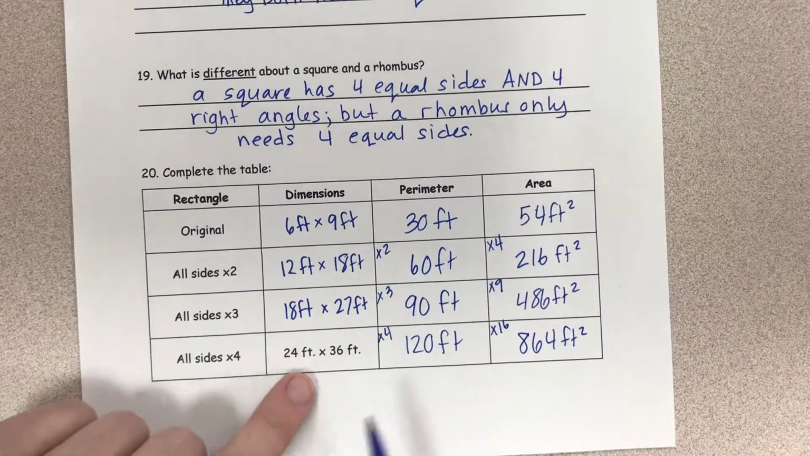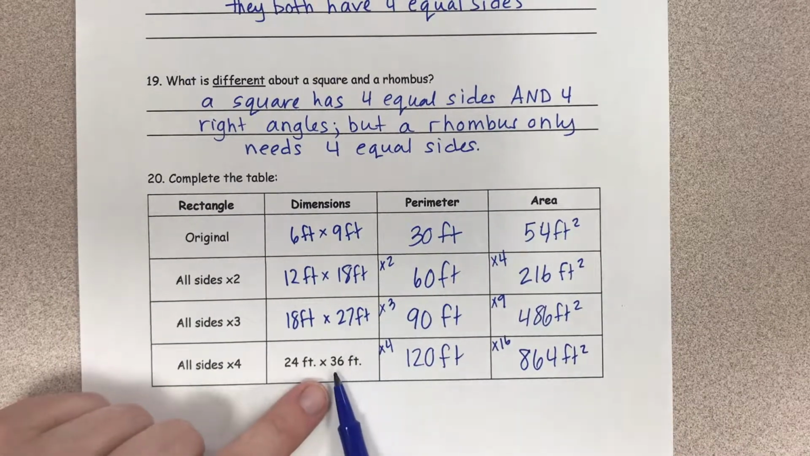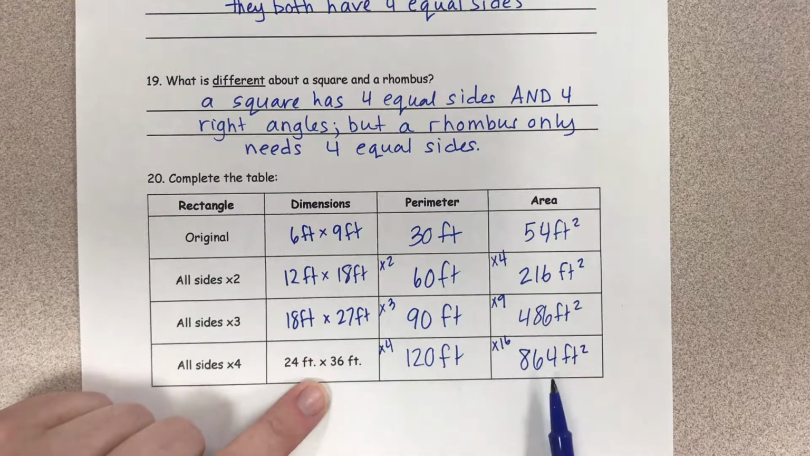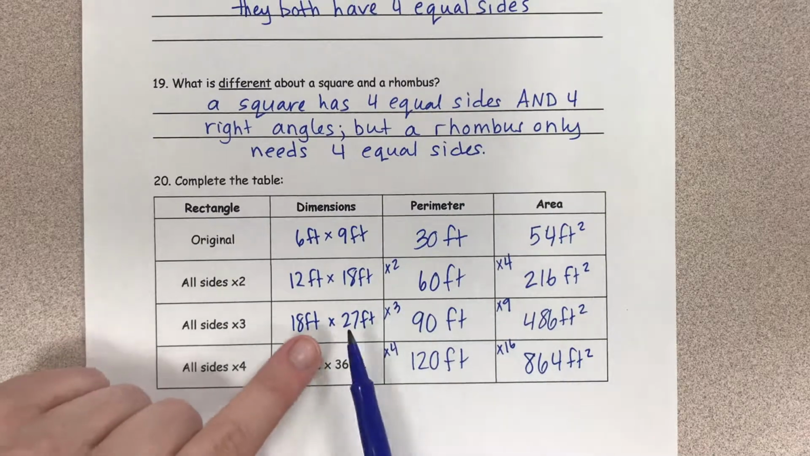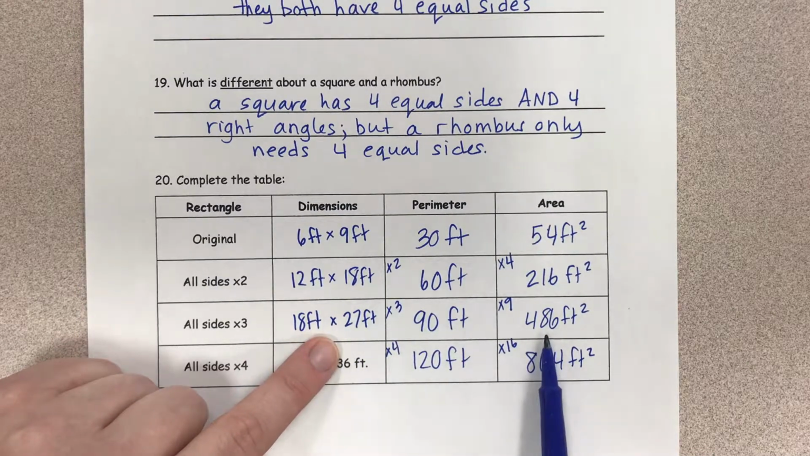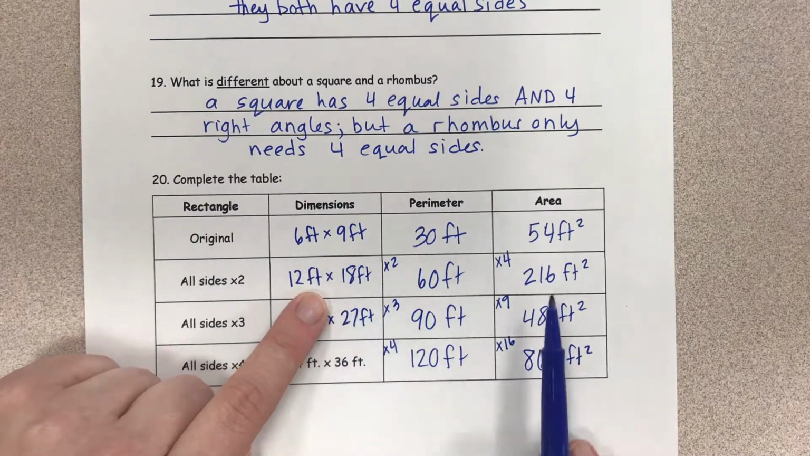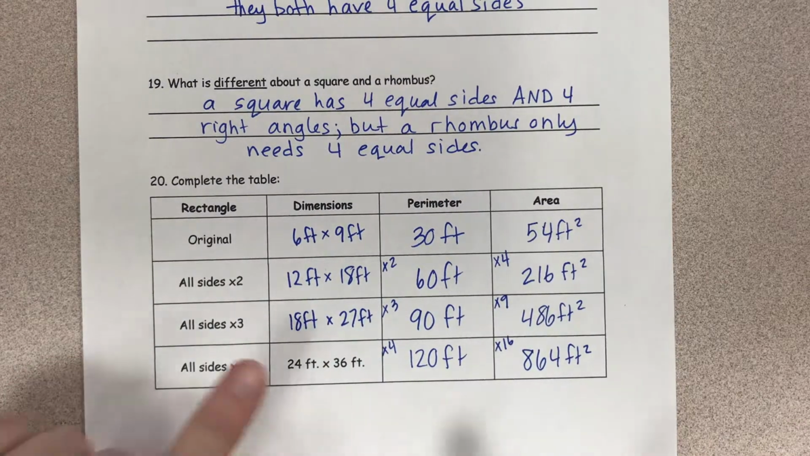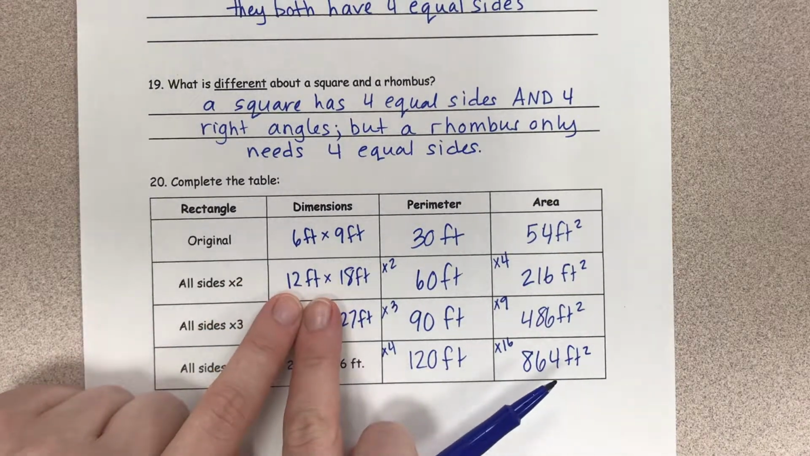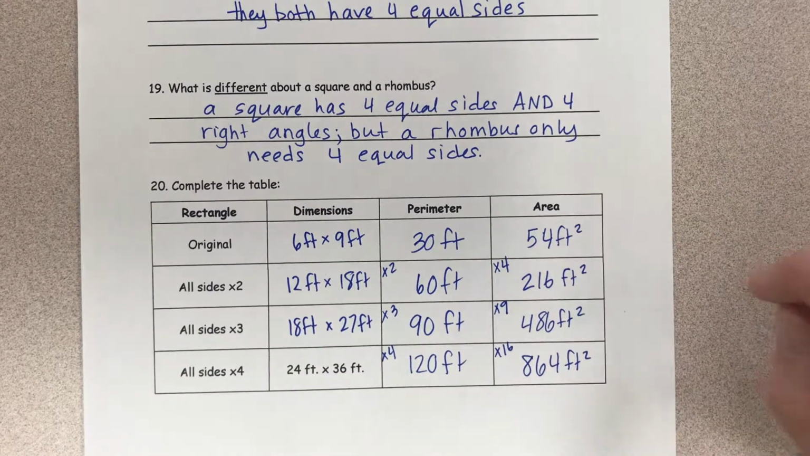And again, you can go through and actually multiply. 24 times 36 will give you the area. That is 864. 18 times 27 is 486, and 12 times 18 is 216. So again, you could do it either way. You can multiply the dimensions, or you can use the pattern that we have.